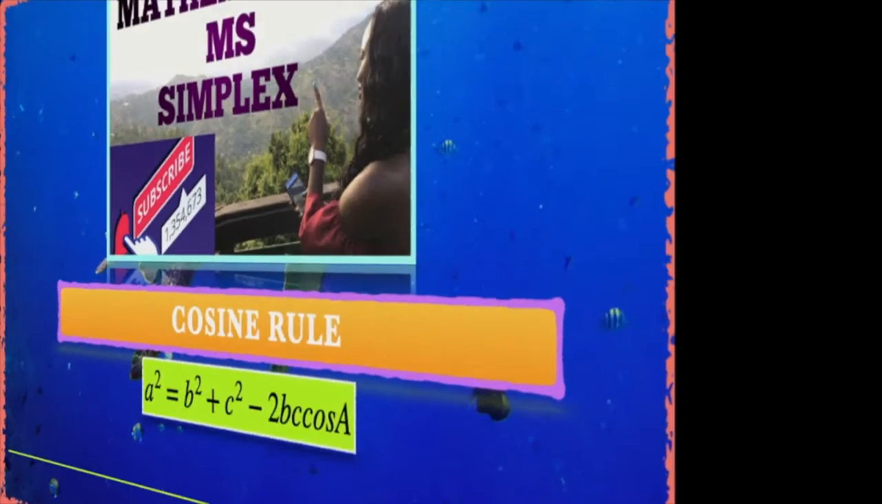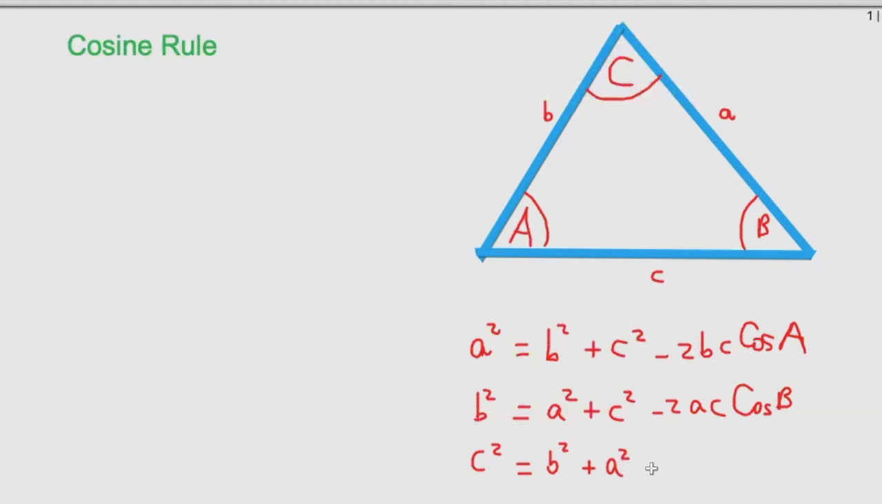Let's get into it. So here we're looking at the cosine rule. We use the cosine rule when we have three sides and we're finding an angle, or we have two sides, an angle, and we're finding another side.